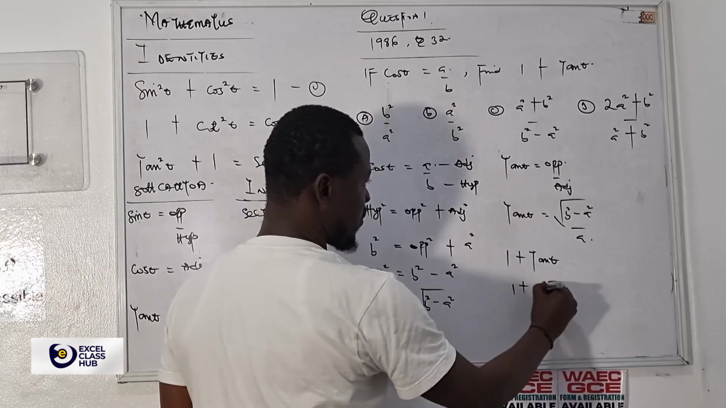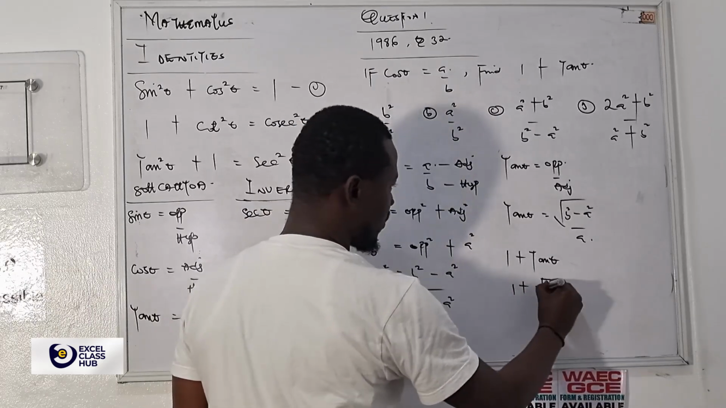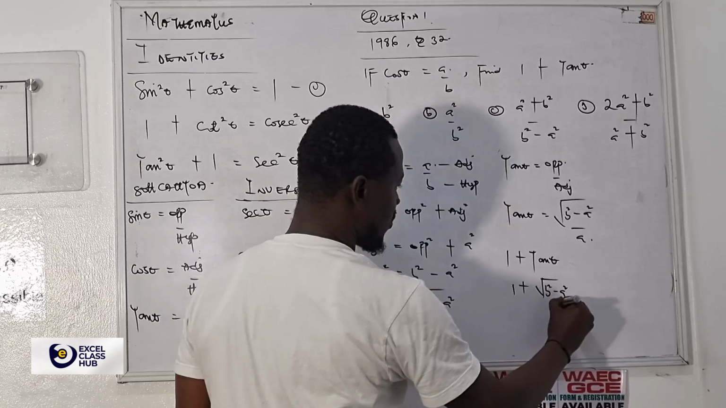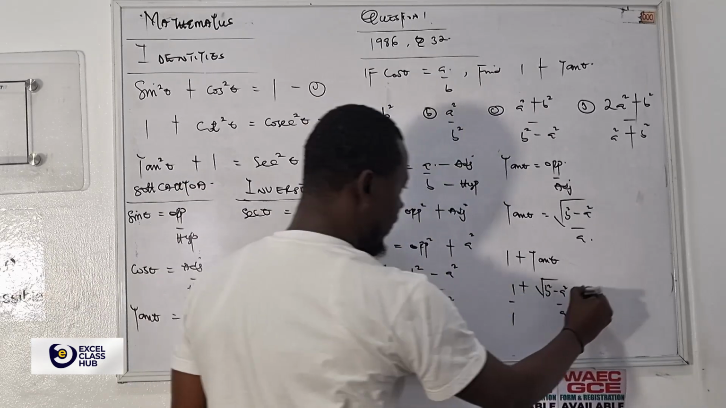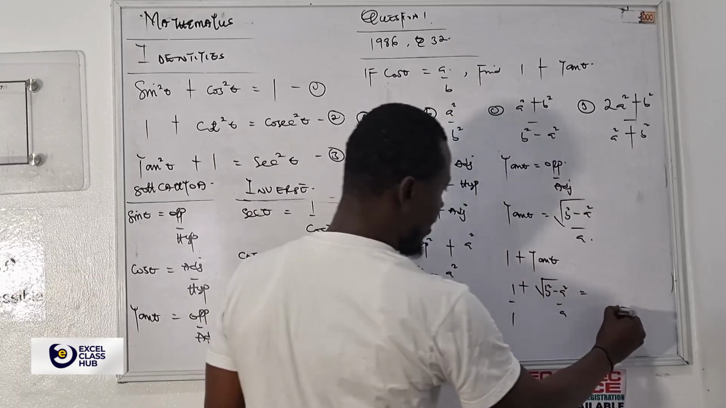So that should be what? 1 plus, what's my tan theta there now? That should be root of B squared minus A squared over A. Definitely this one's supposed to be over what? 1. You find the LCM of 1 and A, which gives you what? A.